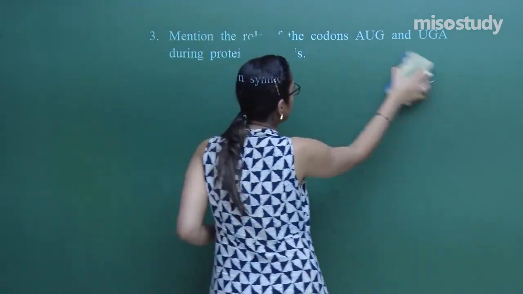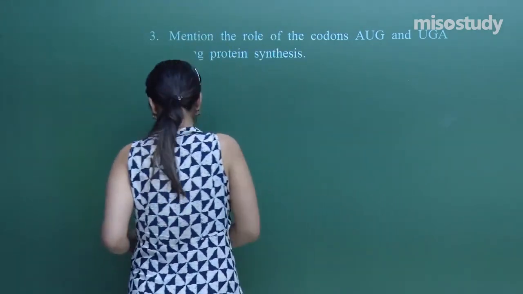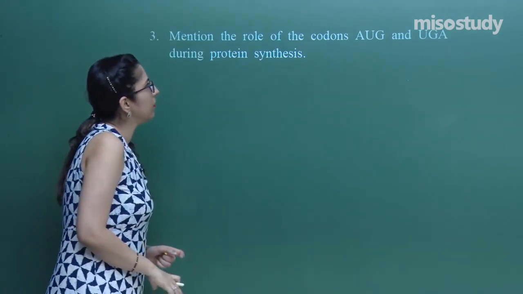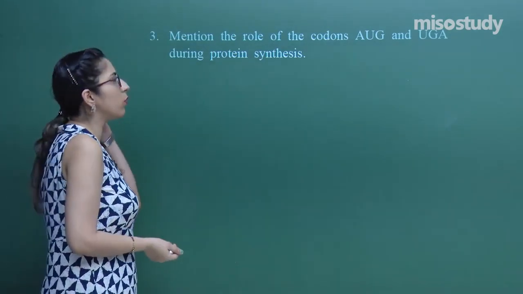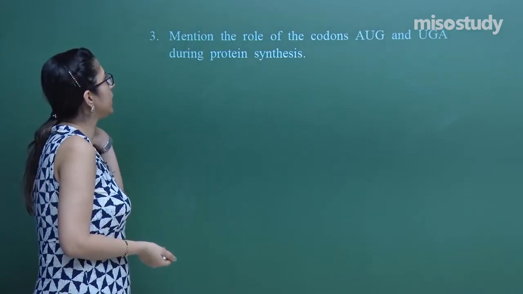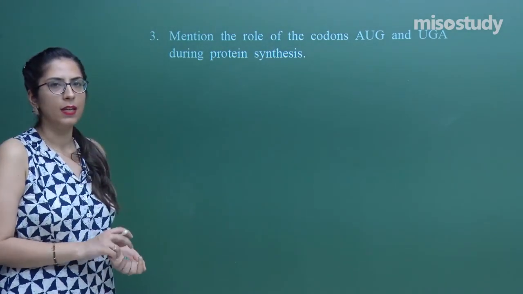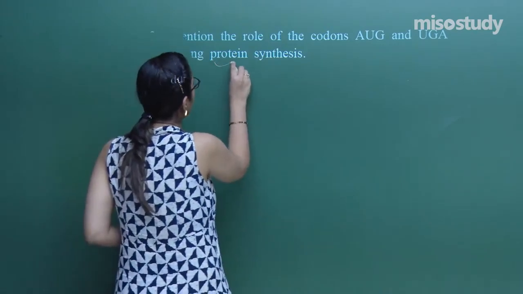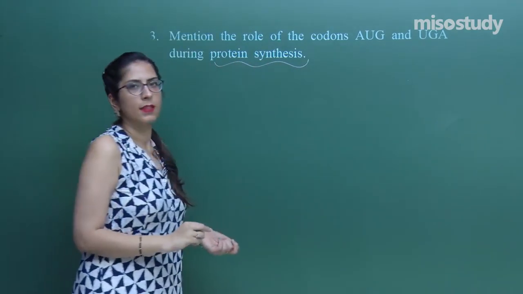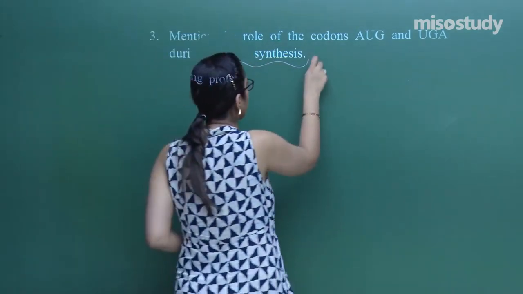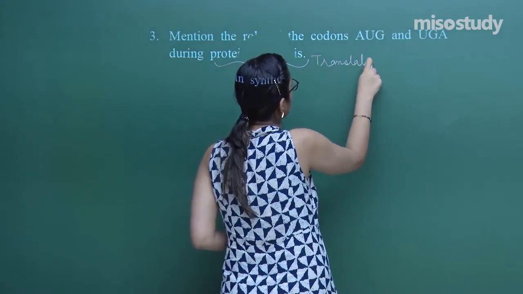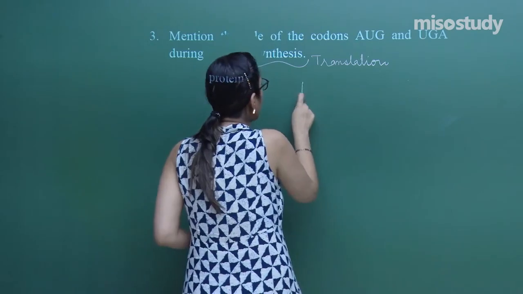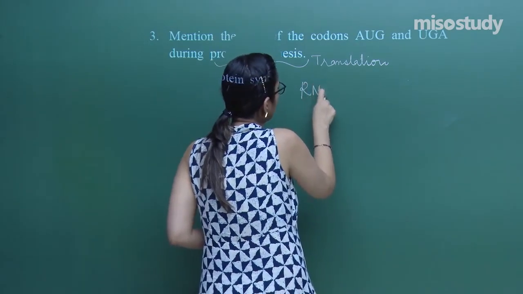Question number 3 is also a 1 mark question. If you are able to answer this, you'll get a complete 1 mark. So mention the role of codons AUG and UGA during protein synthesis. Now tell me one thing. Another name for protein synthesis is translation. That means they are referring to the translation process in which the RNA forms a protein.